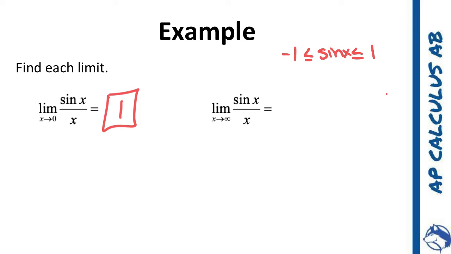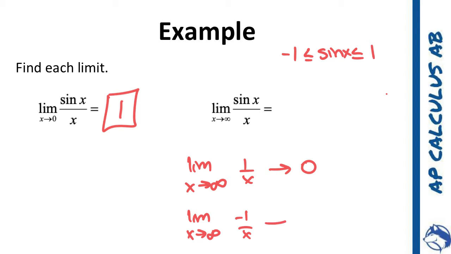So what if we were to look at the limit as x approaches infinity of 1 over x, and the limit as x approaches infinity of -1 over x? And if we did that, what we would find is that this approaches 0, and that this approaches 0.